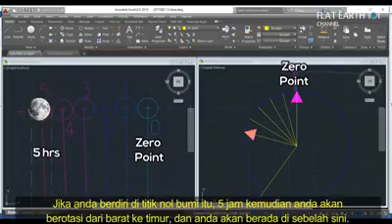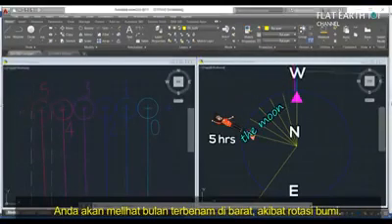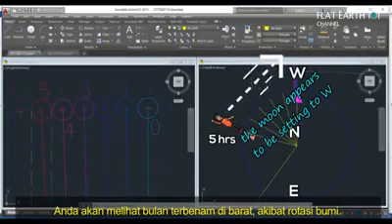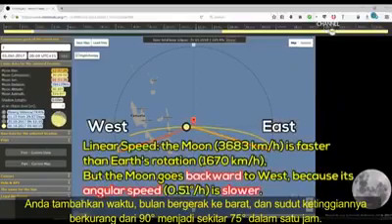If you're standing on Earth over here, 5 hours later, you will rotate from west to east and you'll be over here. You will see the moon is setting to the west due to Earth's rotation. Exactly like you've seen at Mooncalc, you add time, the moon goes to the west.